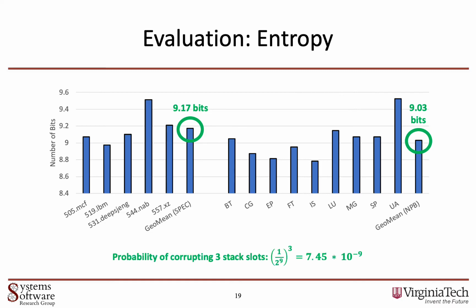This means that, for example, if an attacker wants to corrupt 3 separate stack slots in a single benchmark, an attacker has a probability of 7.45 times 10 to the negative 9 of guessing those stack slots. This makes it extremely difficult for attackers to guess the locations of stack slots in order to launch attacks.